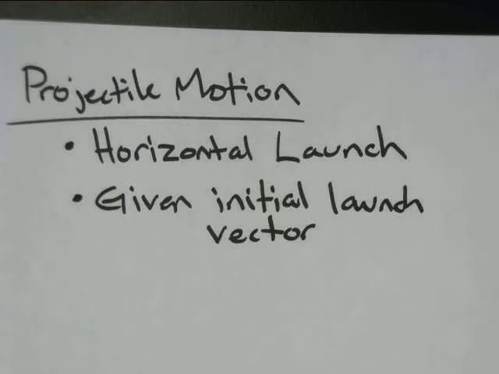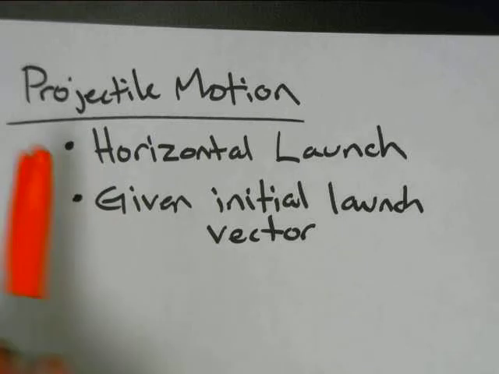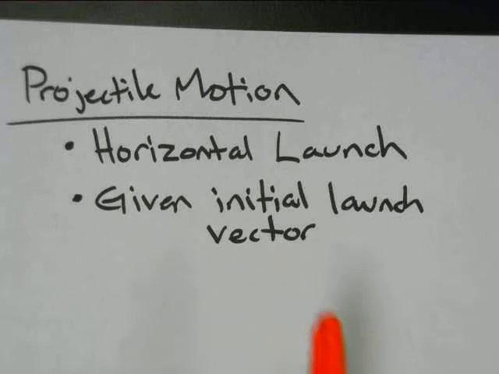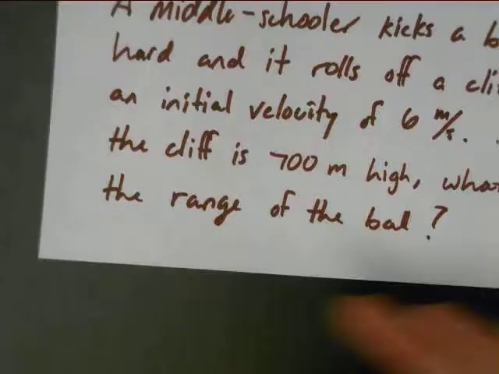I'm going to try to keep this one straight to the point so that it isn't so long. This is a projectile motion problem, an example. And this one is going to be a horizontal launch, and we are given the initial launch vector. So here is our problem.